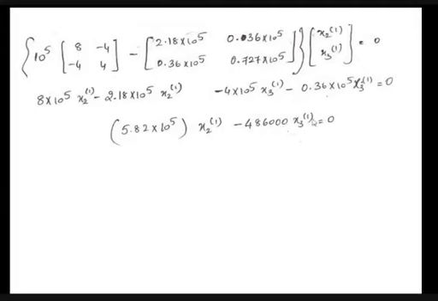486,000 x3 of 1 is equal to 0. Now I am supposed to find out x3 in terms of x2. For that, x3 of 1 will be 5.82 into 10 to the power of 5 divided by 486,000, which is nothing but 1.07 x2 of 1. So I've got x3 in terms of x2.